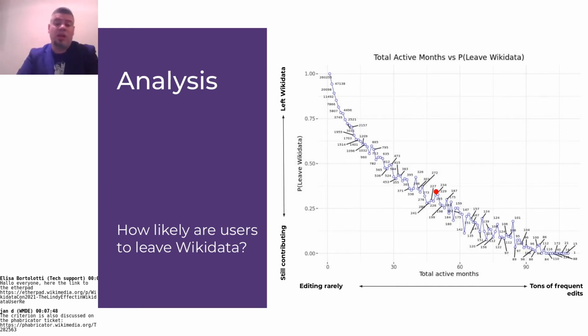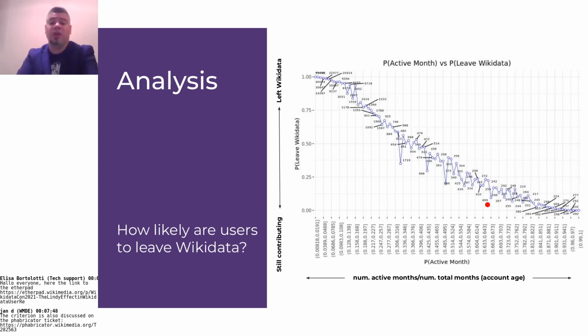One could say, well, of course, because if you have a longer account age, older accounts also have a higher probability of having a larger number of active months. So in order to account for that, in this chart you can see on the x-axis, the horizontal axis, the probability of an active month in a user's revision history.